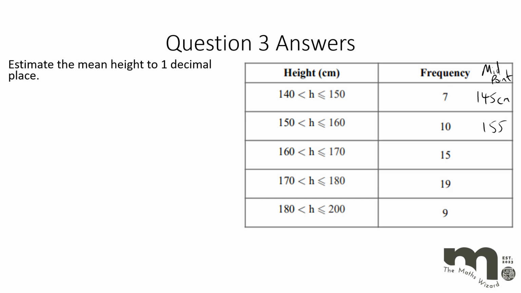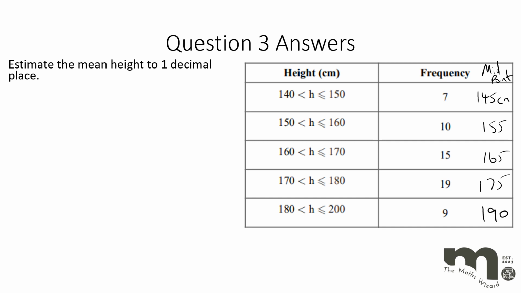155 here, 165 here, 175 there, and then it's going to be 190 on the end, because you'll notice on this final interval we've gone up by 20 centimetres here instead of 10 like all the others. So these are the values we are going to be using within our estimate rather than using exact values.